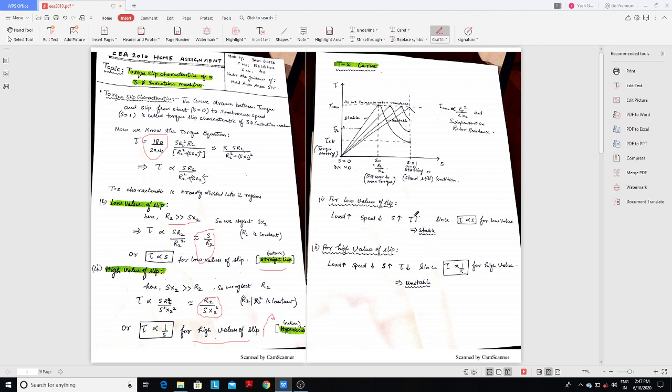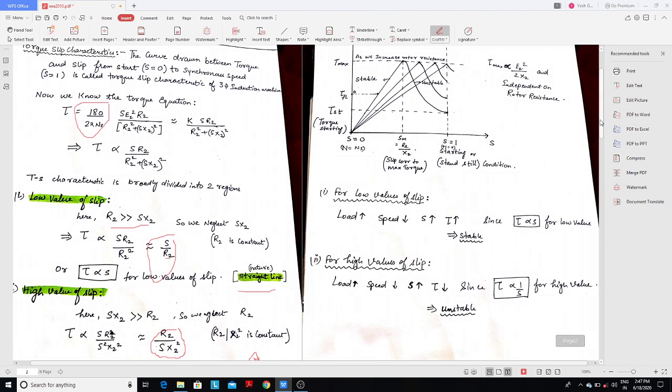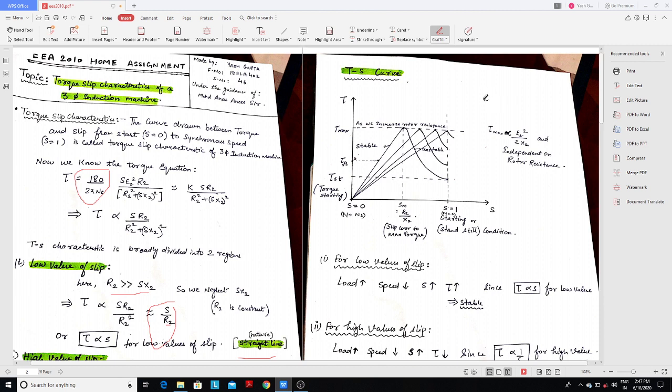Now let's see its curve. It is a T-S curve, you can see. Torque is on the y-axis, S on the x-axis. The slip is varying from 0 to 1. This curve is divided into two regions. For lower values of slip, it is a straight line, and for higher values of slip, it is a rectangular hyperbola, you can see. For lower values of slip, it is a straight line and it is a stable region.